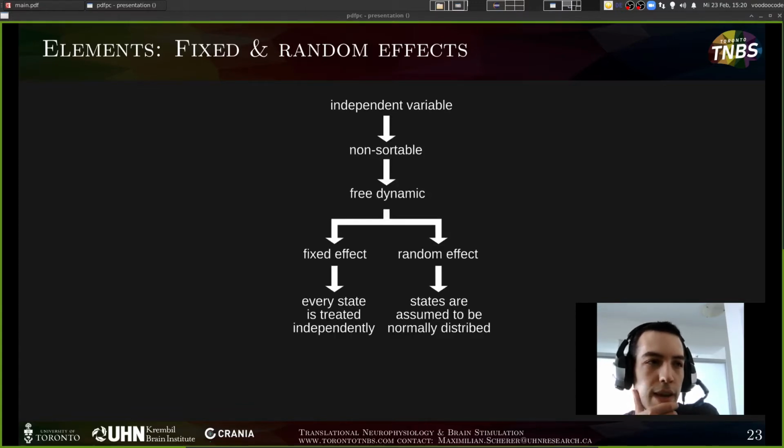So to sum that up a little, if you have your independent variable and the variable is non-sortable, hence has some kind of rather free dynamic, you can mostly decide whether you want to model that as a fixed effect or a random effect, and you want to make that a fixed effect if you're interested in the difference between those individual states. If you're not interested in that, it's usually advisable to model that as a random effect, because that, as I already said, decreases the number of factors you're going to have in your model, hence increasing the statistical power of your model.